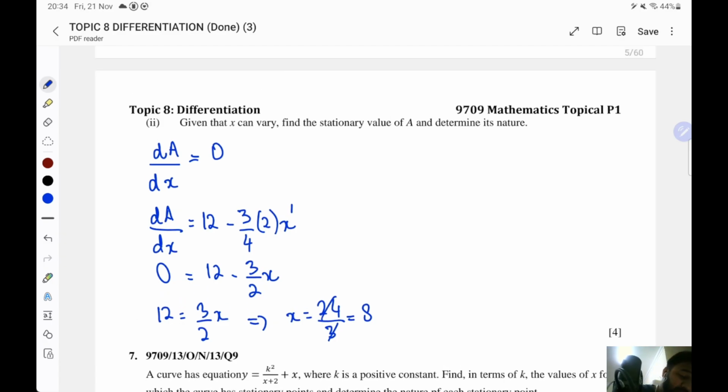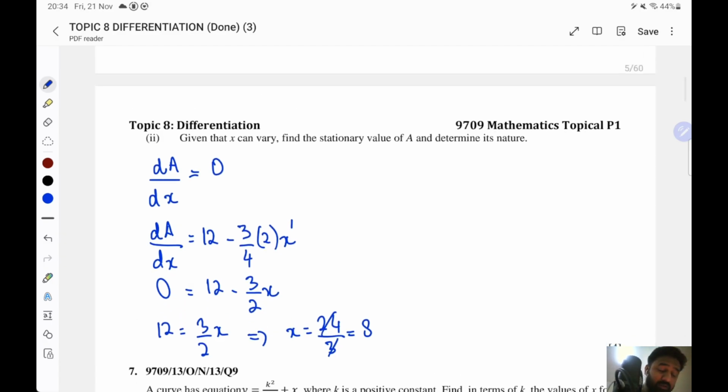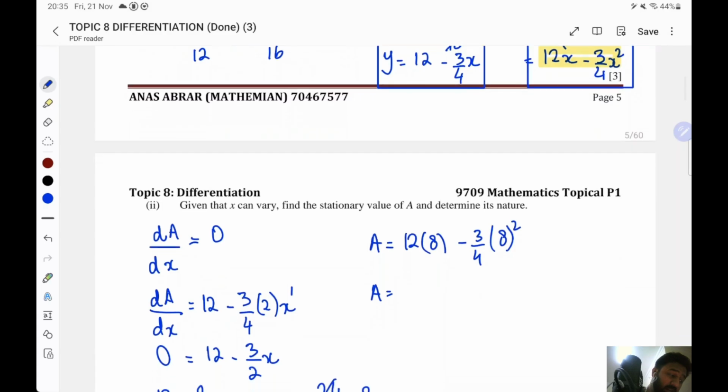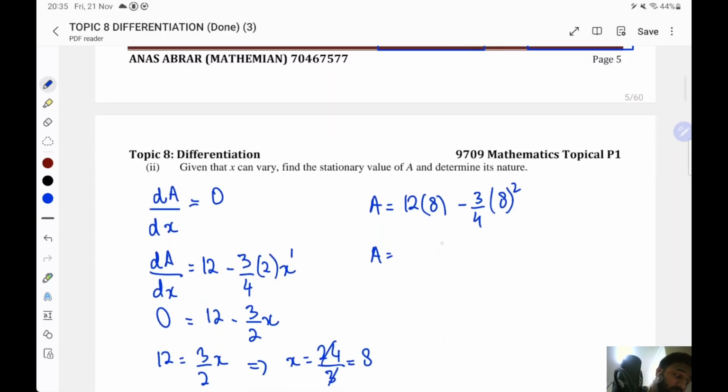But we need to find the stationary value of A. So it will be 12 times 8 minus 3 by 4 times 8 squared. So 64 times 0.75. So 12 times 8 minus this, which is the area, the stationary value, which is 48. Yes, 48.